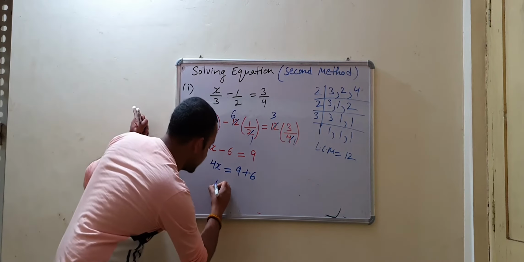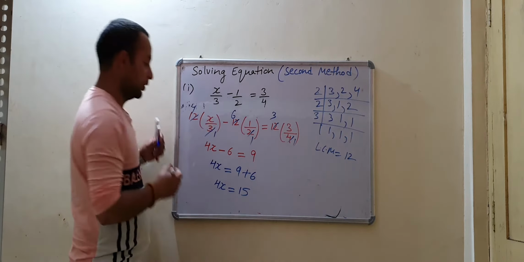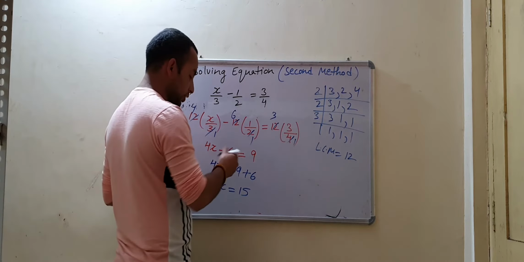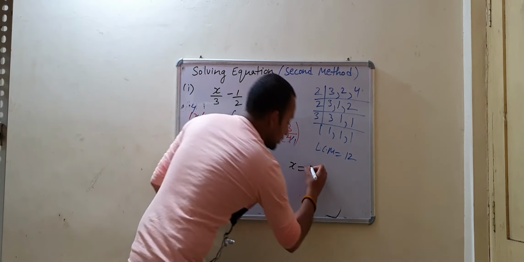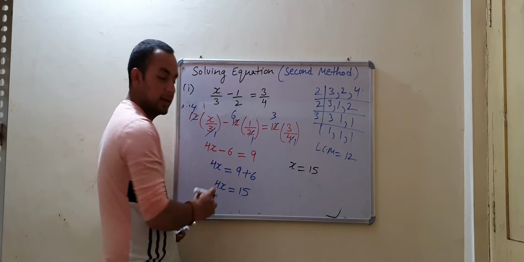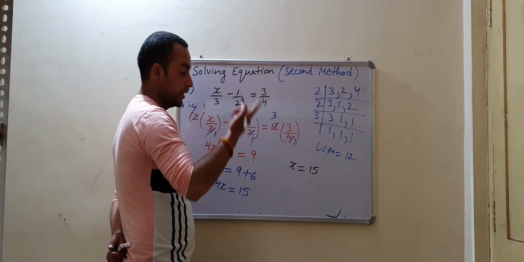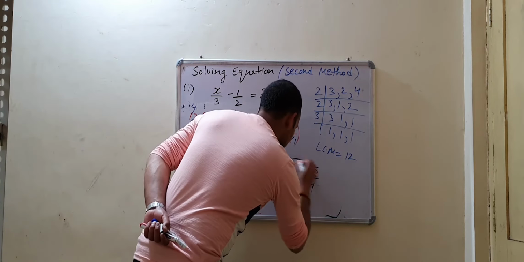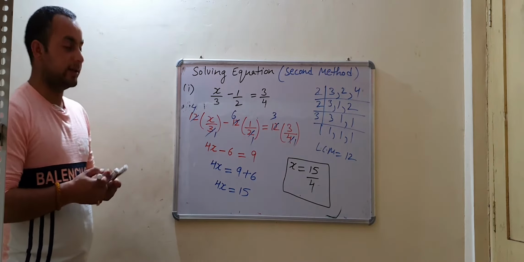So 4x as it is, 9 plus 6 is 15. Right. So 4x is equals to 15, and 4x is a multiplication. Now you're going to find x, right? Multiplication on the left hand side, when shifted to the right hand side, becomes divide. So this is how you are going to solve the second method, and the second method is very easy, right?